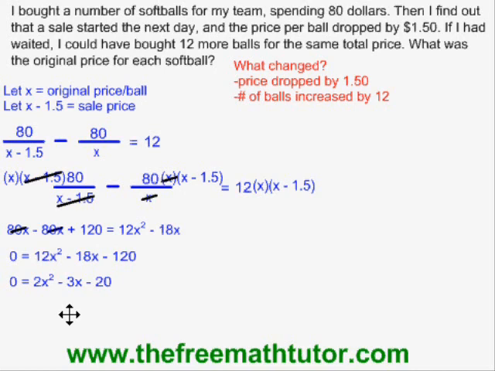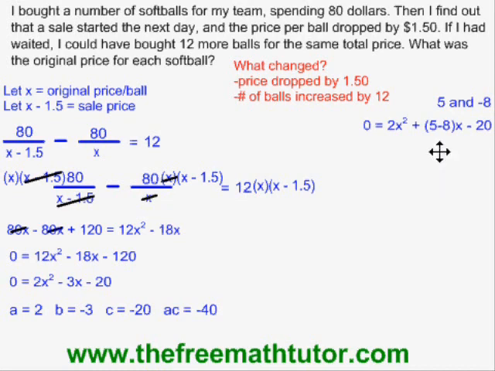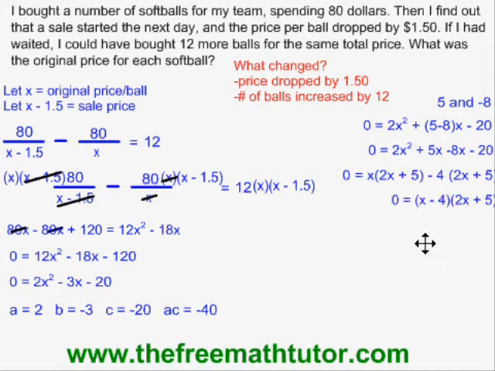I see a factorable complex trinomial here. I define my a, b, and c, and I find my ac. And I am asking which two numbers multiply to give ac, negative 40, and add to give b, negative 3. Those two numbers are 5 and negative 8. I go through the procedure of factoring the complex trinomial, replacing b equals negative 3 with 5 minus 8. Once factored, it gives me 0 equals (x minus 4) times (2x plus 5).